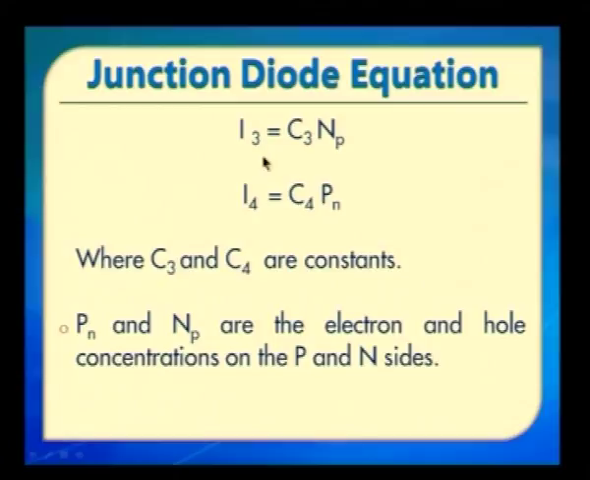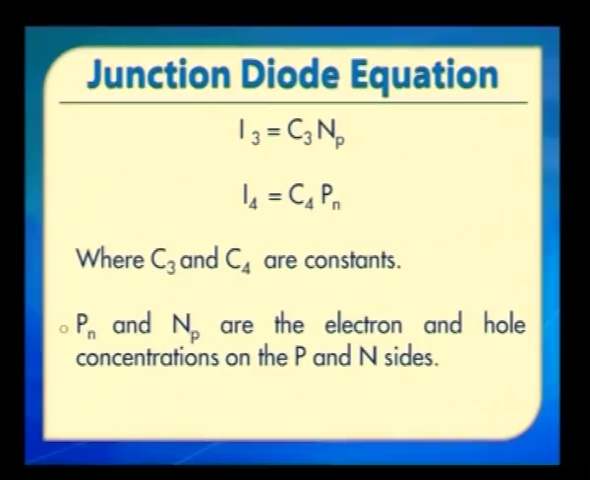Now, therefore, I will write down the expressions for I3 and I4, which will follow this kind of equations, wherein I3 is proportional to the number density of particles on the p side. How many ionic layers are there, right? The number of minority carriers that you have, all of them will be attracted, right.